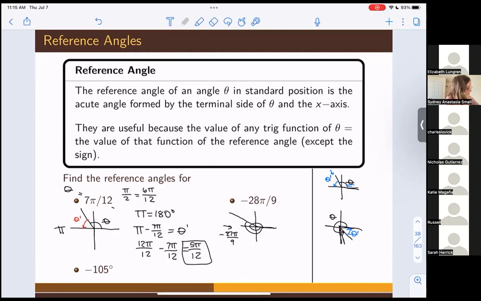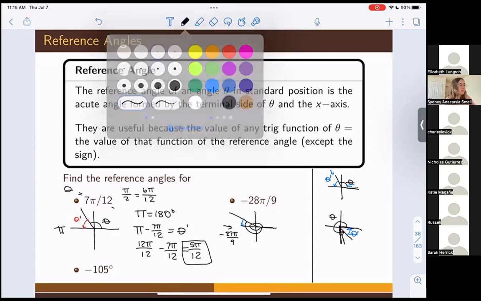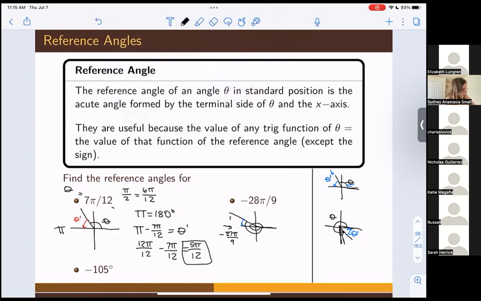So our reference angle is formed right here by the terminal side with the x-axis. If we know the x-axis was 27 pi 9ths, we go up one more pi 9th, so our reference angle is just pi 9ths, because it's 27 pi 9ths plus one more. Does that make sense?